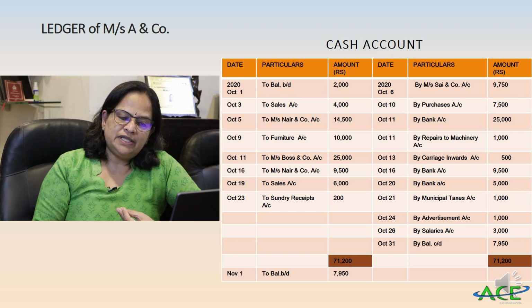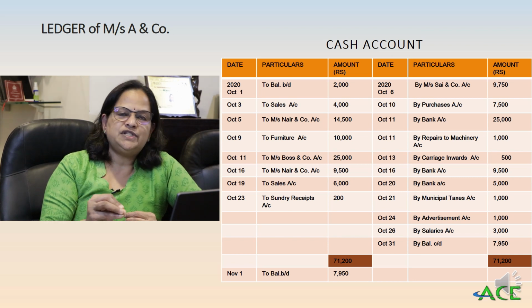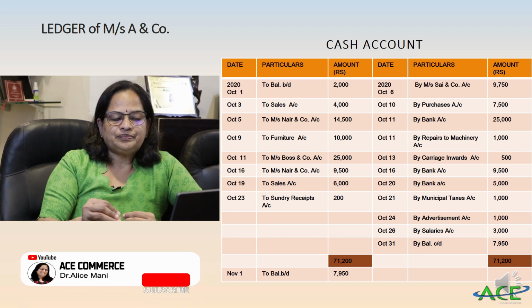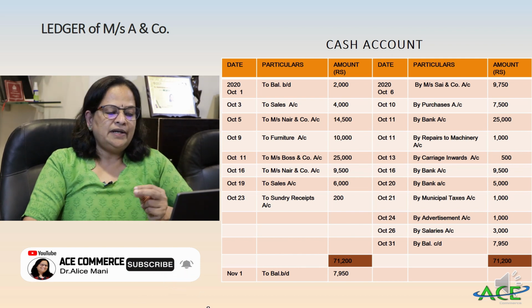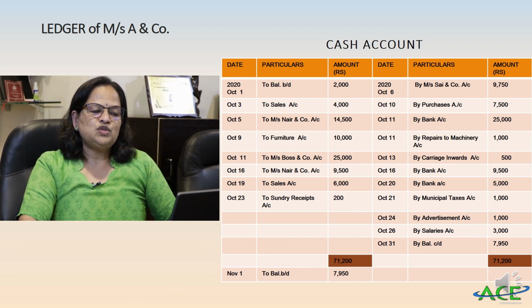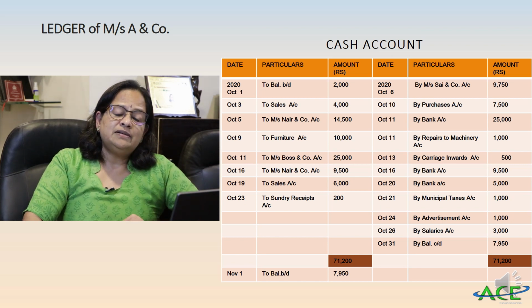by bank account 5,000, municipal taxes 1,000, by advertisement 1,000, by salary 3,000, and balance on the credit side you are getting 7,950. So that is the debit balance we will have, and this will go to the debit side of the trial balance.